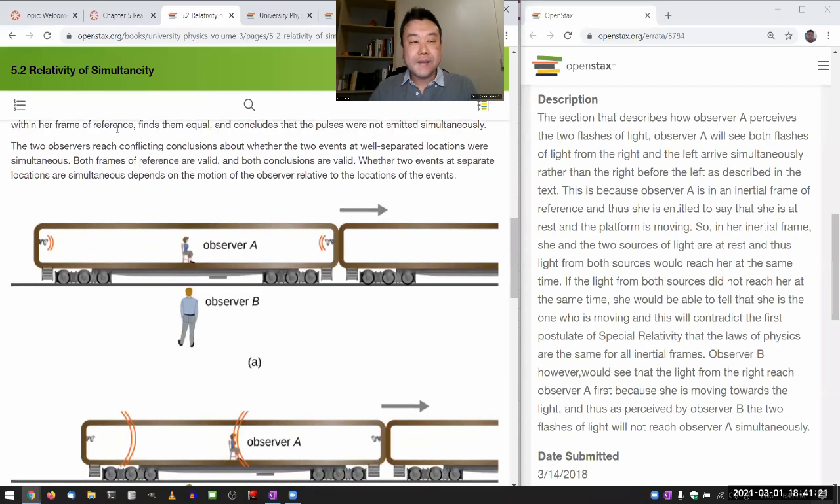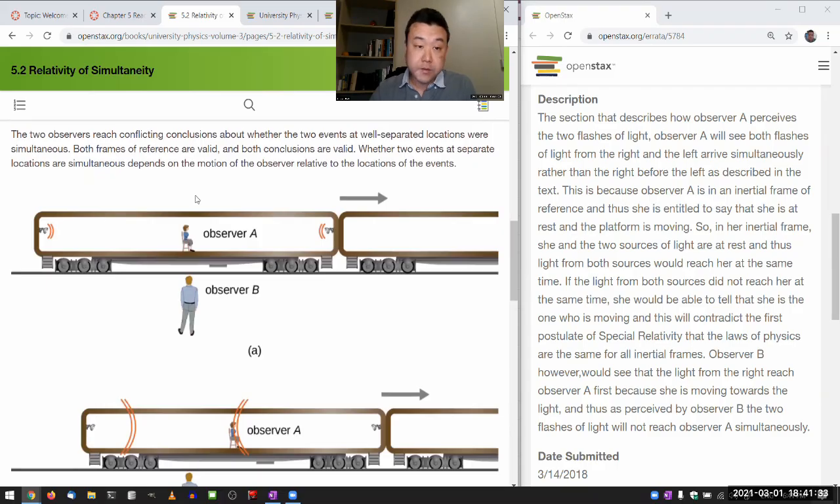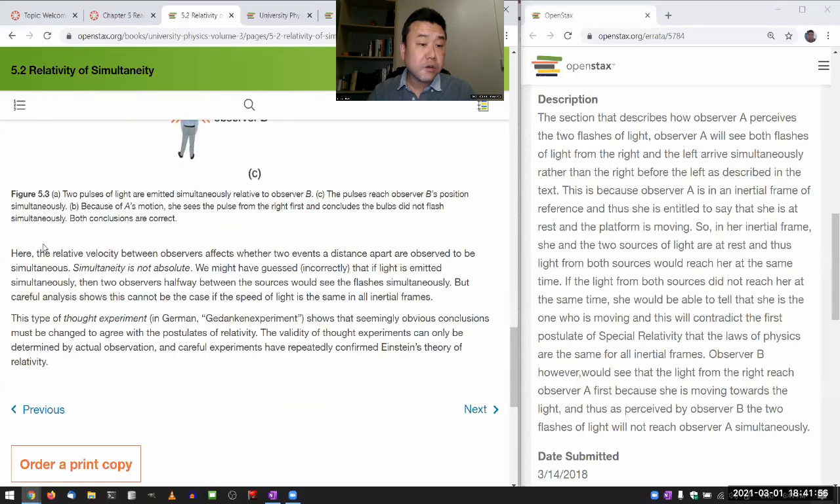So far, so good. The two observers reach conflicting conclusions about whether the two events at well-separated locations were simultaneous. Both frames of reference are valid, and both conclusions are valid. Conclusion one being observer B says they were simultaneous, and conclusion two being observer A says they were not simultaneous. Whether two events at separate locations are simultaneous depends on the motion of the observer relative to the locations of the events. Here, the relative velocity between the observers affects whether two events a distance apart are observed to be simultaneous.